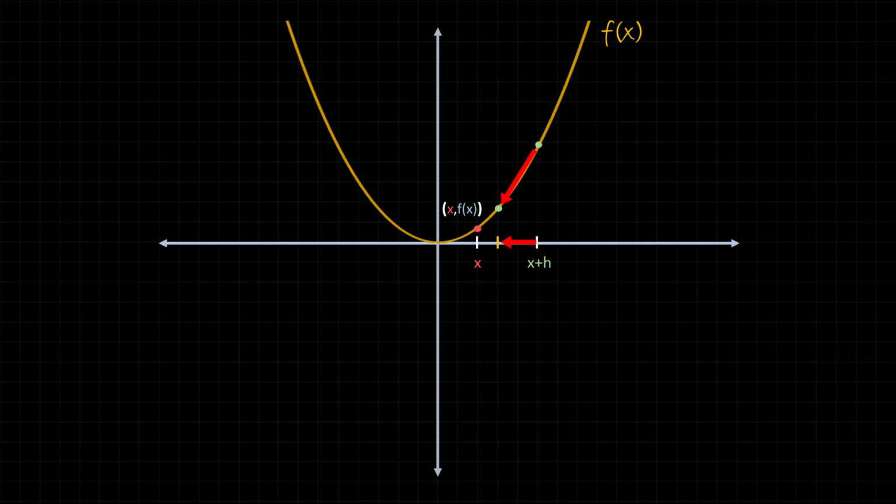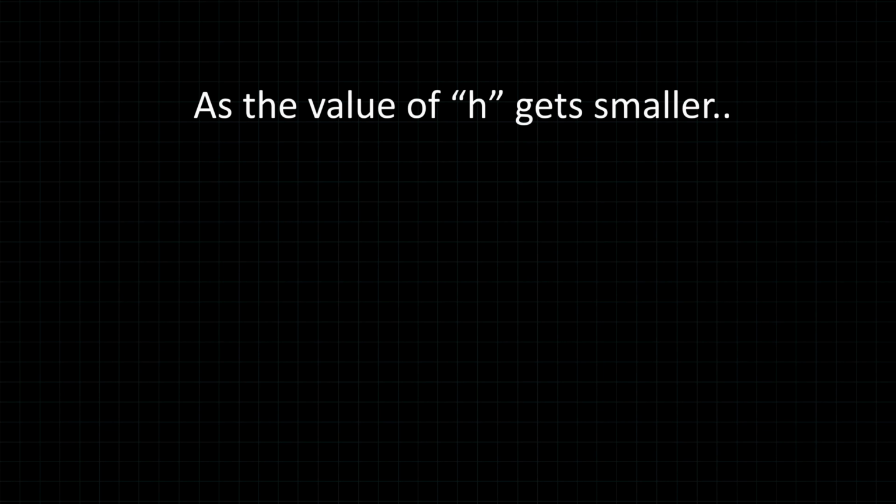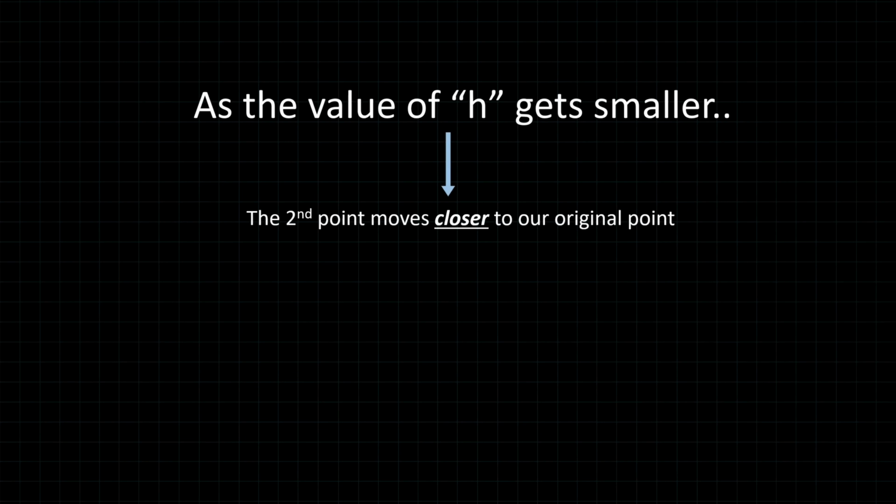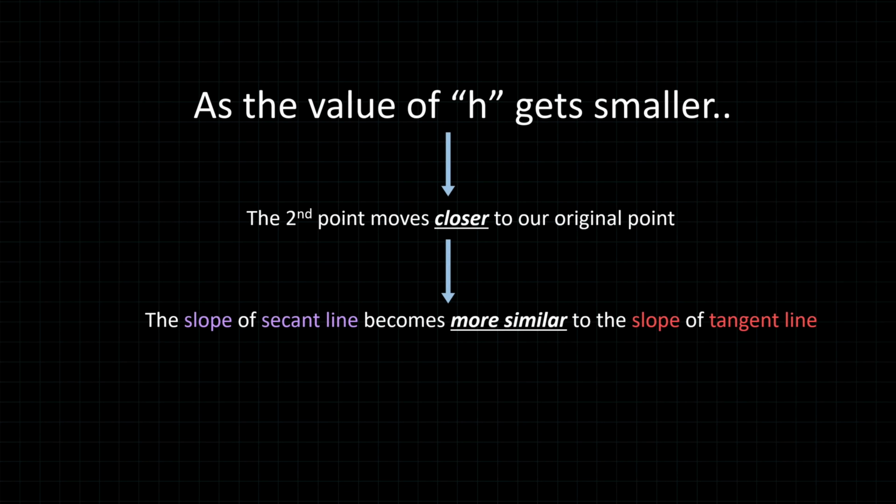Well, do you agree that the original horizontal distance between my red point and the original green point was h? But because I moved my green point closer to my original red point, the horizontal distance between the 2 points is now smaller, meaning my h is getting smaller. So we can conclude that as the value of h gets smaller, the second point moves closer to our original point, which means the slope of the secant line between the 2 points is going to be more and more similar to the slope of the tangent line to the point I care about.